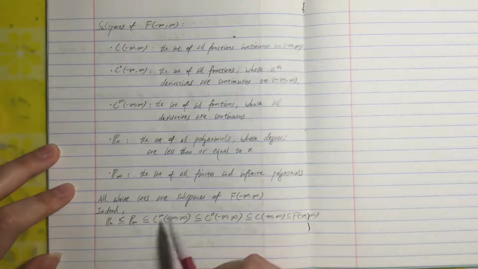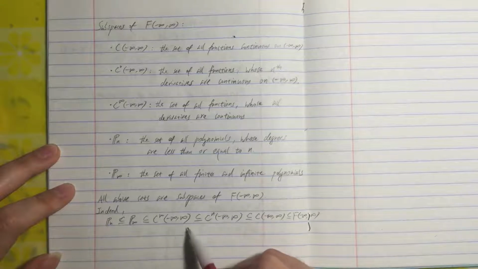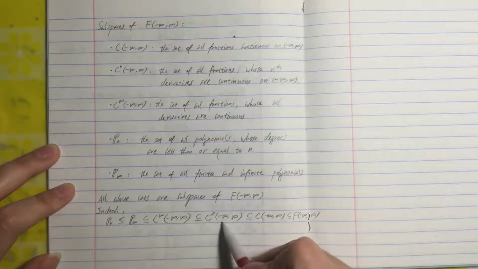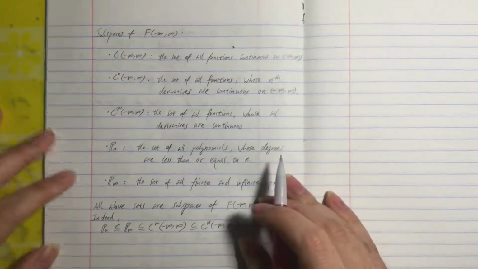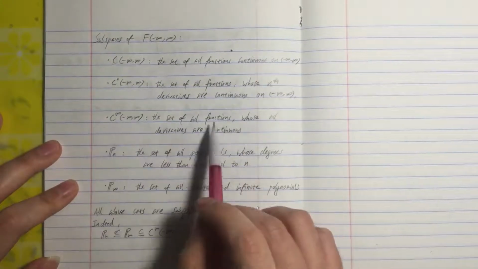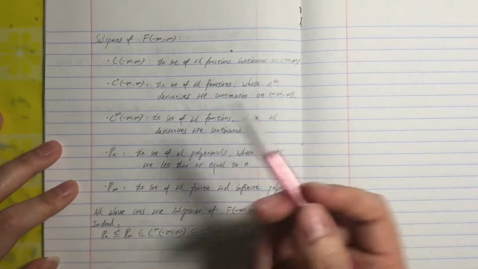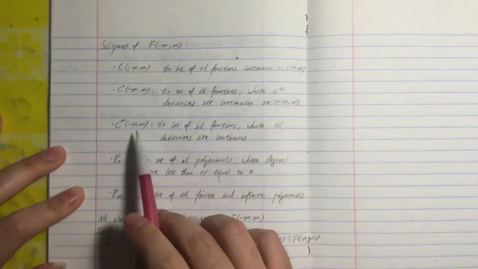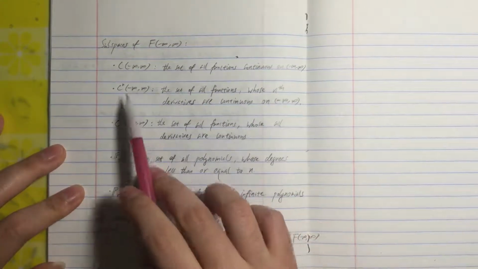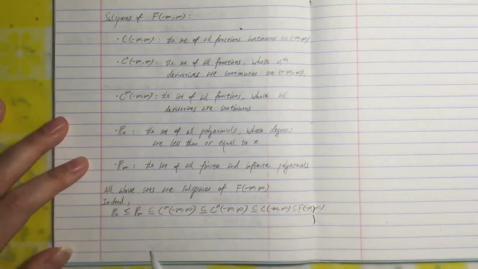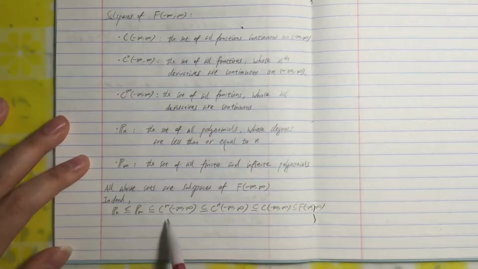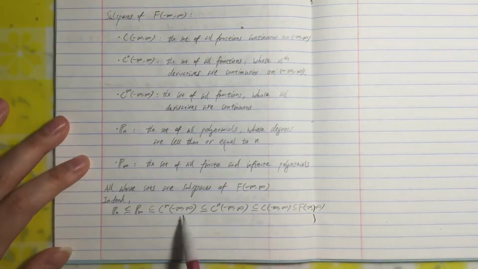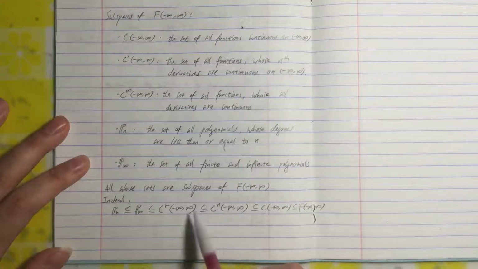And C infinity from negative infinity to infinity is a subset of Cn from negative infinity to infinity. If a function's derivatives are all continuous, then its n-th derivative must also be continuous. So if a function satisfies this condition, it must also satisfy this condition.